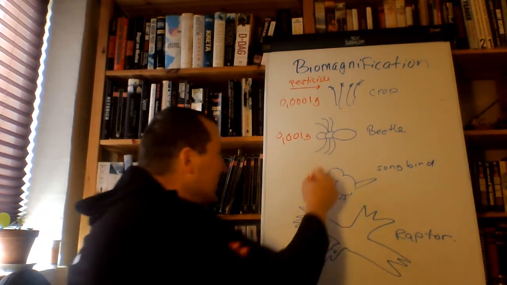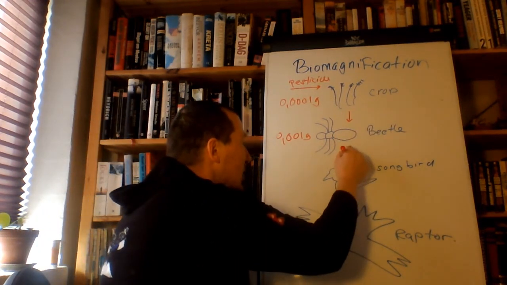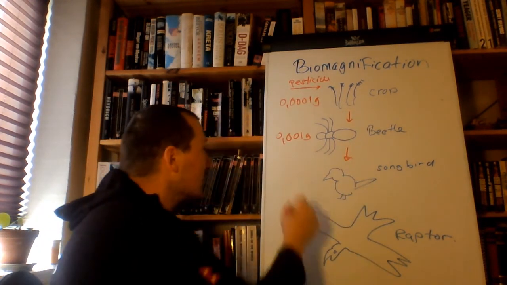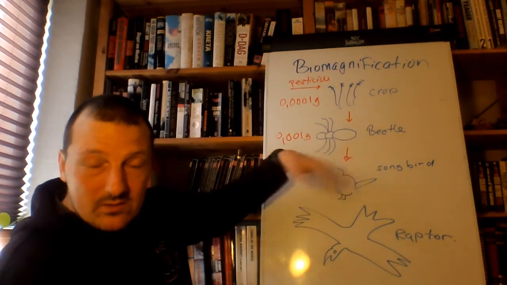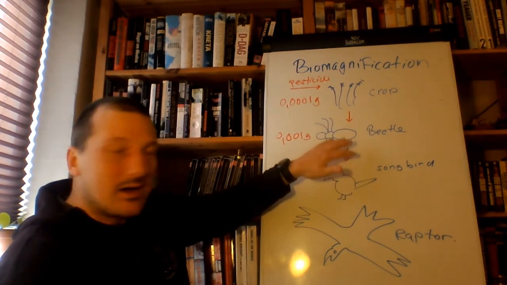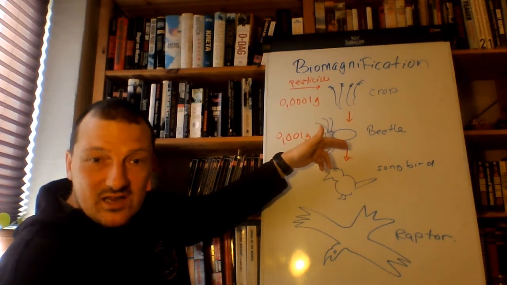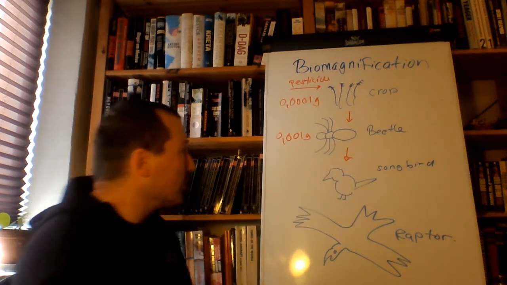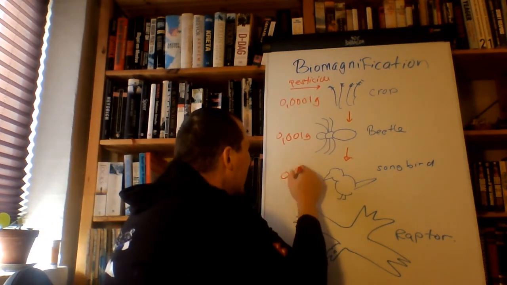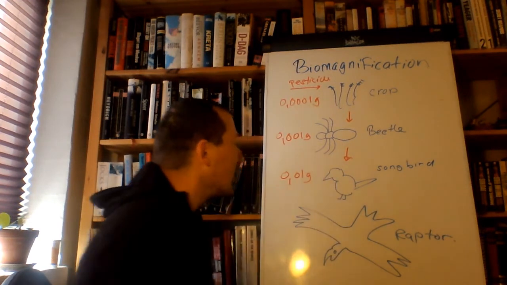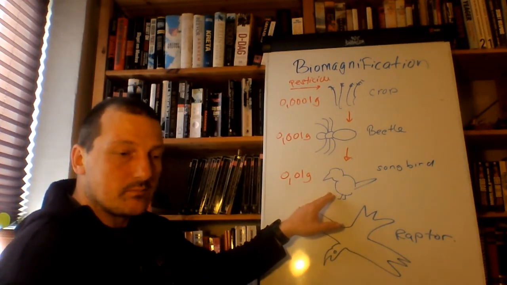Now the beetle gets eaten by a small songbird, could be a sparrow, and again, because the small songbird needs about 10 kilos of beetle to make 1 kilo of songbird, we will end up with 0.01 gram of the pesticide in the songbird.